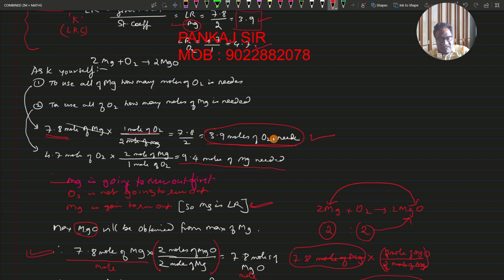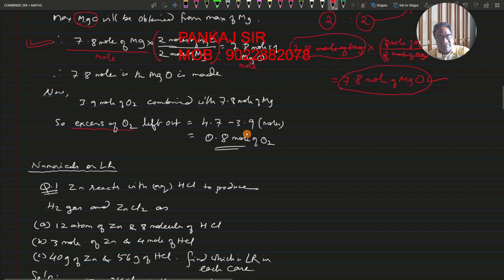Now here is the clue. You have been given 4.7 moles of oxygen and your oxygen being used is just 3.9 moles. So there will be an excess of oxygen to the amount 4.7, take away 3.9. So 4.7 minus 3.9 gives you 0.8. So this 0.8 is nothing but the moles of oxygen which will be left over at the end of the reaction. So in this entire reaction, what all things are happening in terms of moles to the reactants and to the product and to the leftover reactant has been discussed totally, right?